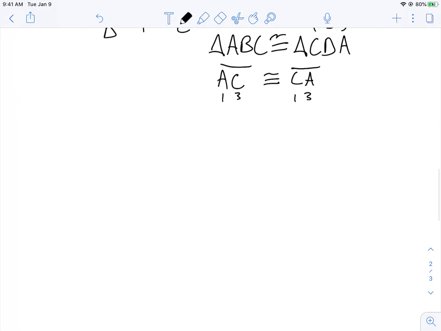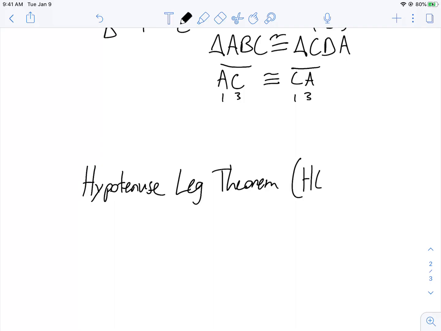All right, the last thing we're going to talk about today is the hypotenuse-leg theorem. And I don't know if I'm going to be able to show it properly online. It is a special case of something that normally doesn't work, but it works in just this specific instance of a right triangle.